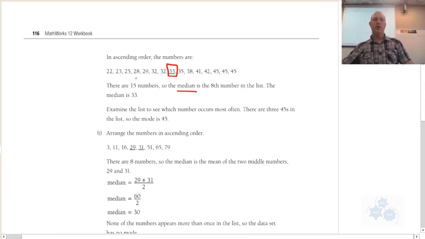And if there's one that occurs most often, and if we look at that, let's see, they should be in order, so let's see. Oh yeah, look at 45. Shows up 3 times. So guess what? The mode is 45.